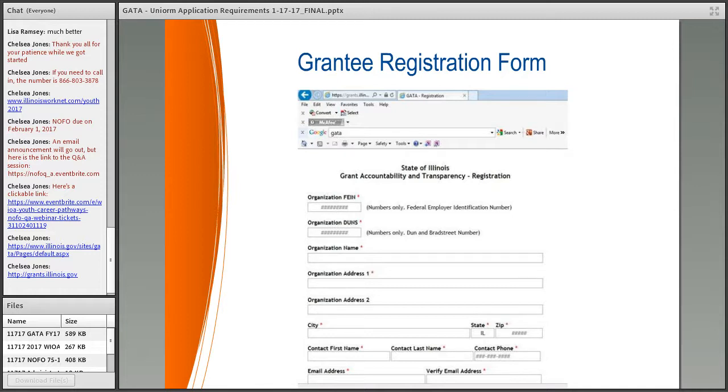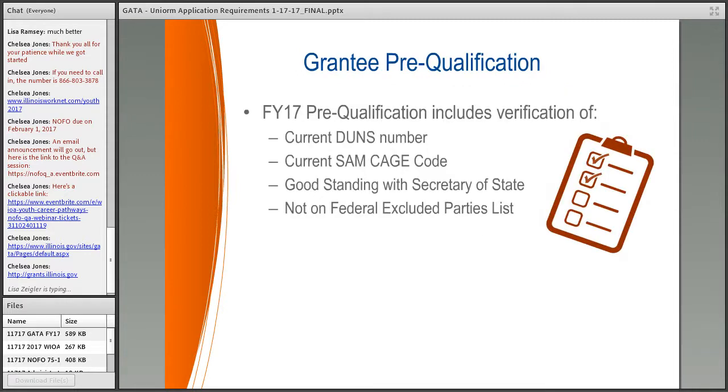Like I said, the registration form is an online form. At the bottom of the form is a submit button, so after you complete all the required fields, you click on submit, and it's automatically routed to the state for verification. And so, again, GATA is working to implement these procedures, and we're in a bit of a transition year.